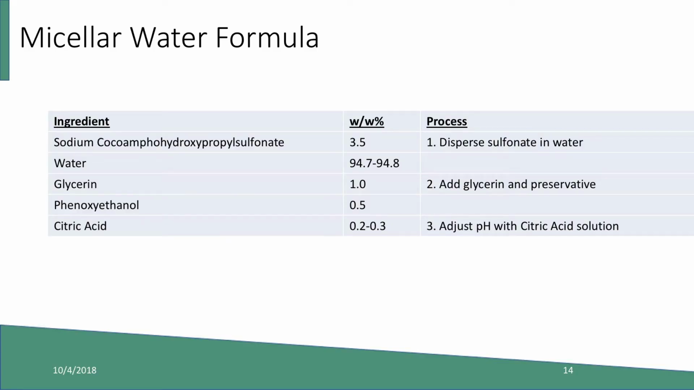So, quick example of what you might be able to do. You can have a micellar water formulation. This is one that we brought together. You start off with 3.5% of the amphoteric sulfonate. You disperse that in your water. You can add some glycerin as a humectant and preservative. In this case, we did phenoxyethanol, and then you can adjust your pH with citric acid, and that's just a great example of a monosurfactant system that is a leave-on and can use that mildness.